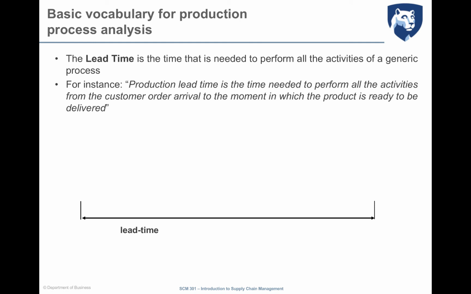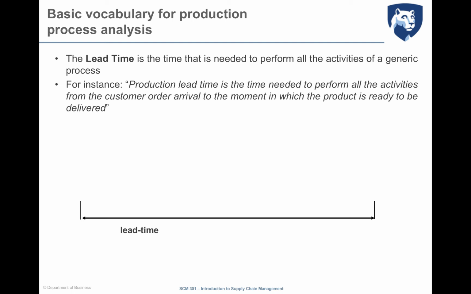Then, above this, there is one very important concept that you need to have clear when we deal with production systems: the concept of lead time. We already talked about lead time when we briefly discussed process management, because lead time is the time that is needed to perform all the activities of a generic process. So the lead time is the time between when the process starts and when the process ends.